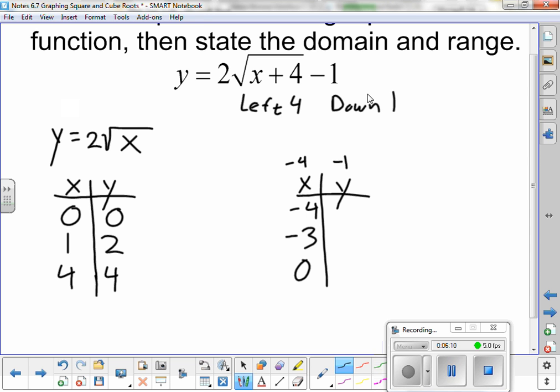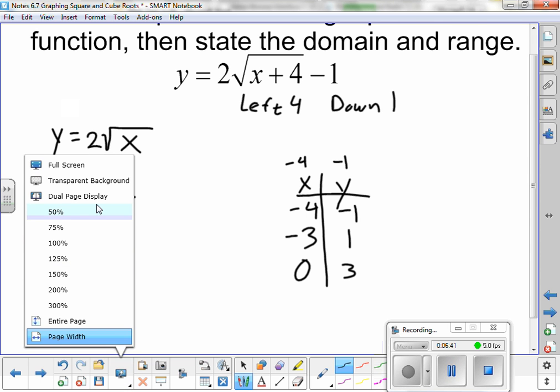The y part, we're going to move down 1. So all of these are going to be shifted down 1. So 0 minus 1 is a negative 1. 2 minus 1 is a 1. 4 minus 1 is 3. Now you can double check this too. If you plug in a negative 4 here into the original, negative 4 plus 4 is 0. Okay? Times 2 is 0, minus 1 is a negative 1. So if you plug these x values into the original, you'll actually get these y values out. This is just a better way to understand what's actually going on with the graph. And I'll show you on the next slide what I'm talking about with that.